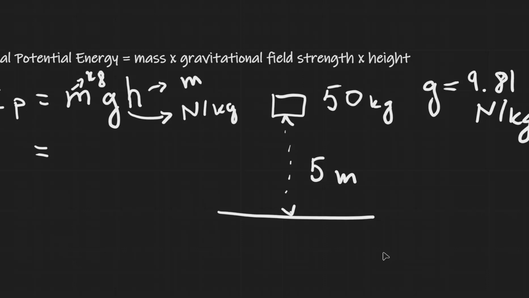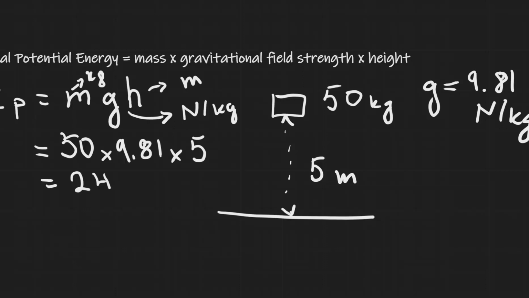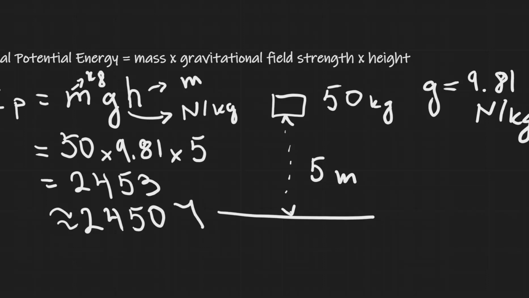Okay, now back to our example. So our mass is just 50. Let's take g to be 9.81, multiplied by the height, which is equal to 5. And if we were to multiply those numbers out, we're going to get around 2,453. And let's just round that to around 2,450 joules to 3 significant figures.